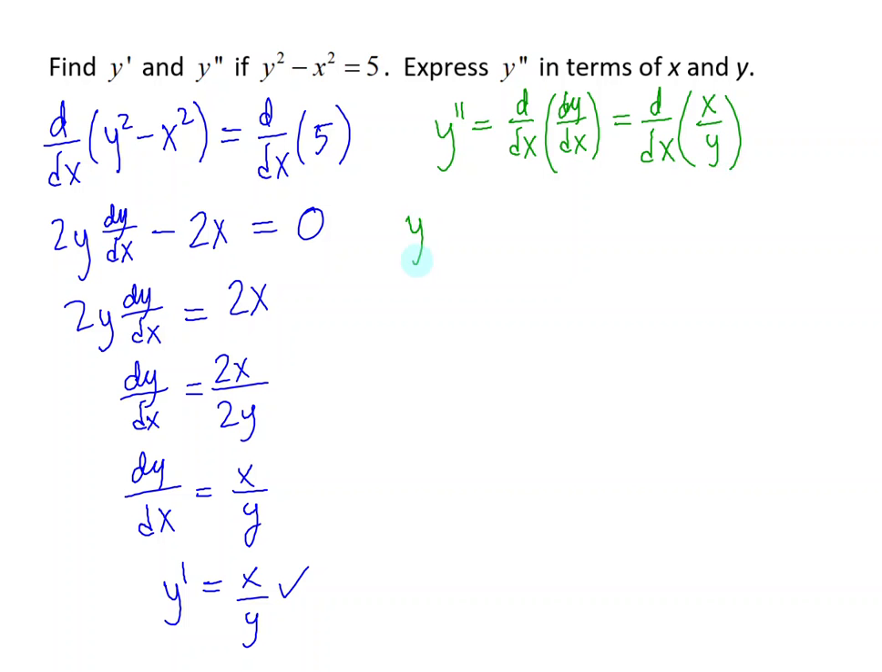So my y double prime, thinking of my quotient rule, low, d high, derivative of x is 1, minus high, d low, derivative of y is dy dx, all over low, low, y times y, or y squared.